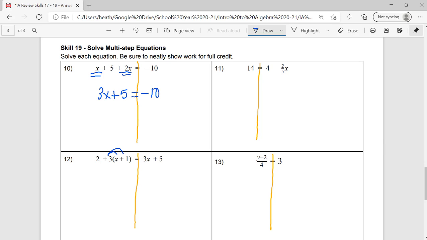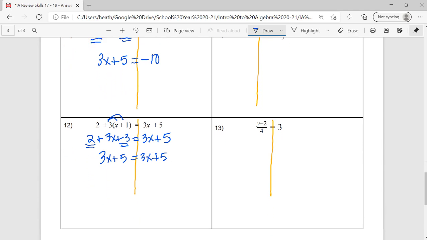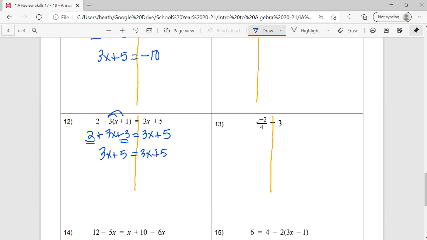You're going to have to make sure that you distribute first. So you're going to have 2 plus 3x plus 3 equals 3x plus 5. Now, the 2 and the 3, those are like terms on the same side, so you could combine them. And then you've got 3x plus 5 equals 3x plus 5. You might notice something's funny right now, but if you keep going in the mode of trying to collect all the x's on one side, I'll just decide to subtract 3x from both sides.